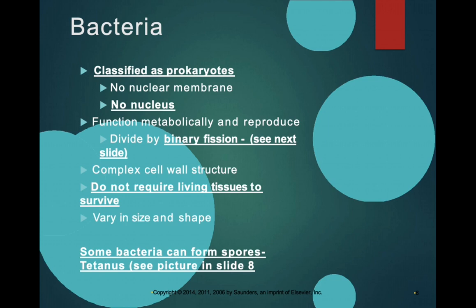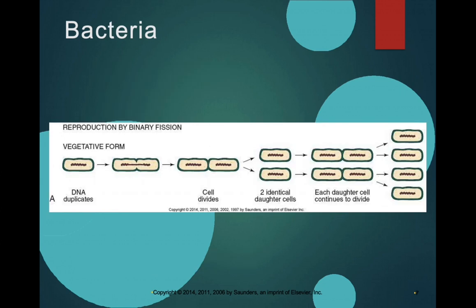They have a complex cell wall structure, but what's interesting is they do not require living tissue to survive. They can vary in size and shape. Some bacteria can form spores that I mentioned before. We'll talk about tetanus on slide 8 that's coming up in a little bit, but let's just look at the binary fission.